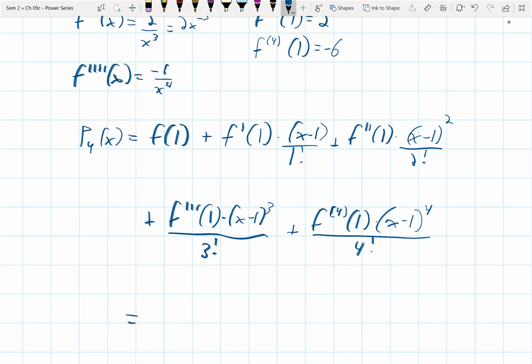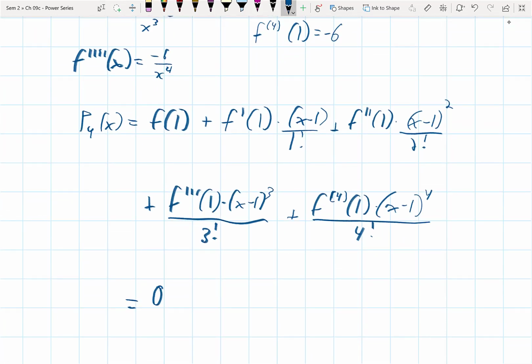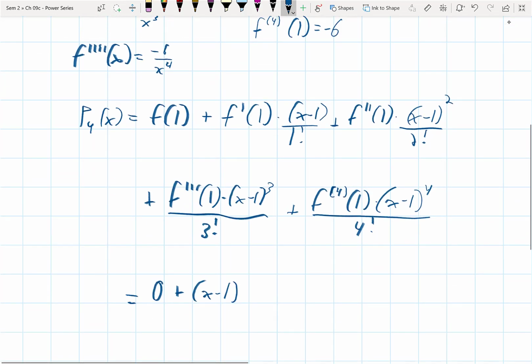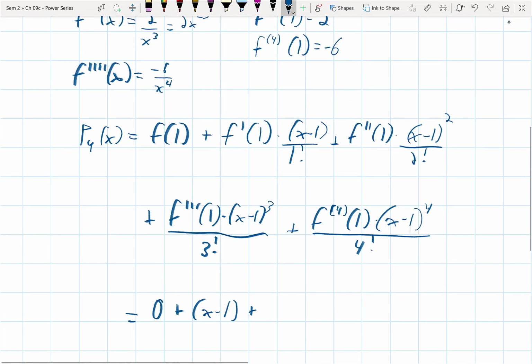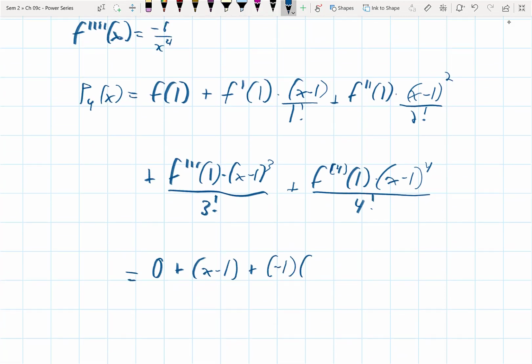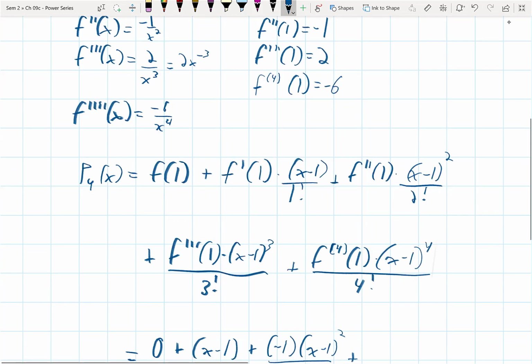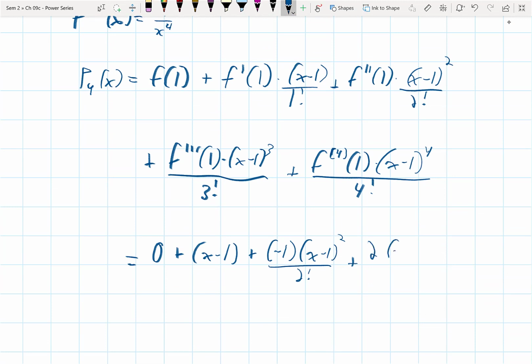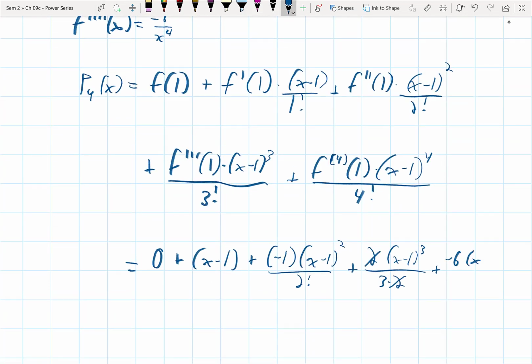Let's try to simplify this down. f of 1 we set up above is 0. f prime of 1 is 1, so this just becomes plus x minus 1, and 1 factorial is just 1. Plus f double prime of 1 is negative 1, so we get negative 1 times x minus 1 squared over 2 factorial, plus 2 times x minus 1 cubed over 3 times 2, and those 2's are going to cancel. Then we have plus the final number, which was negative 6, times x minus 1 to the fourth over 4 times 3 times 2 times 1.